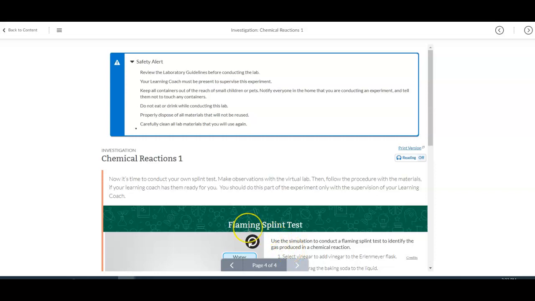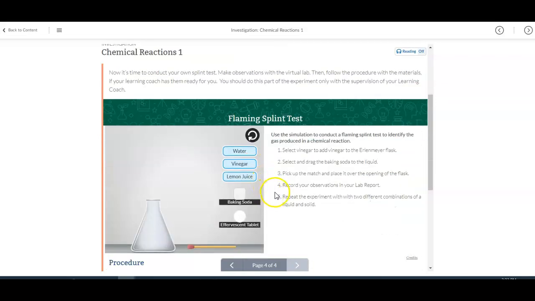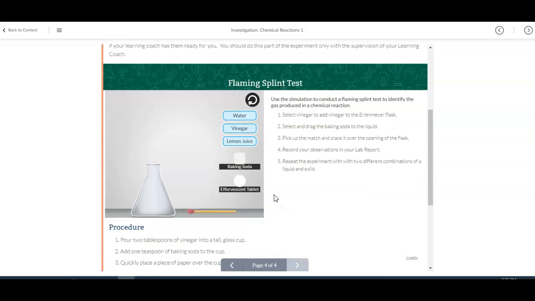So this is the flaming splint test with the virtual lab simulation. We're going to use these results and look through. Again, you do have the ability to test it on your own, but we're going to follow the steps here. Using the simulation to conduct a flaming splint test, similar to what we saw above, we want to identify the gas produced. So what do we think is produced based on what we saw earlier?